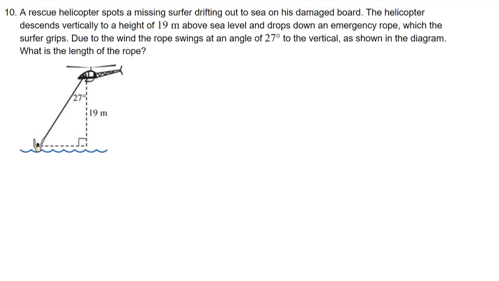So this is another worded question. Again, it gives us a diagram, which is really, really helpful. So let's read it through. A rescue helicopter spots a missing surfer drifting out to sea. The helicopter descends vertically to a height of 19 metres. So vertically, up and down, 19 metres. It drops an emergency rope, which the surfer grips, but due to the wind, the rope swings at an angle. So this is the rope here. What is the length of the rope? So we're looking for the length of the rope.